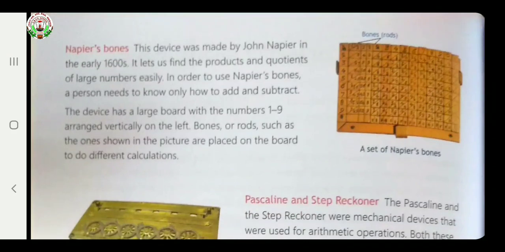Napier bones. This device was made by John Napier in the early 1600s. It lets us find the product and quotient of large numbers easily. In order to use Napier bones, a person needs to know only how to add and subtract. The device has a large board with the numbers 1 to 9 arranged vertically on the left. Bones or rods, such as the ones shown in the picture, are placed on the board to do different calculations. Here is a picture of a set of Napier bones.